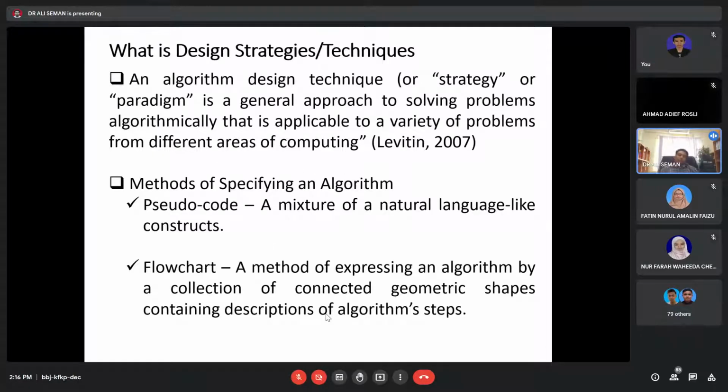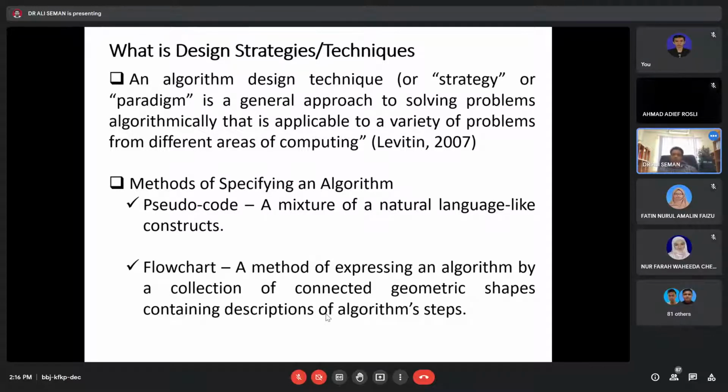Okay, we continue. What is a design strategy or technique? Sometimes we call it strategy, sometimes technique, sometimes paradigm. Basically, they describe the same thing. So, an algorithm design technique or strategy or paradigm is a general approach to solving problems algorithmically that is applicable to a variety of problems from different areas of computing.